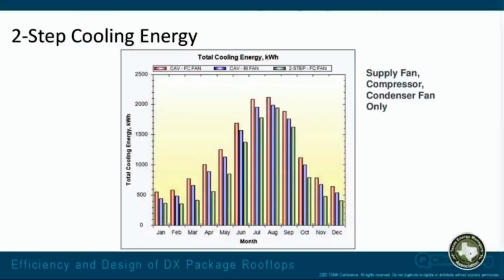But now we can add something else that we really didn't look at with the constant volume system, because the only thing that changed was the fan, therefore it's the only thing that would affect the total energy usage. So we're going to look at the total cooling energy, and this is the supply fan, the compressor, and the condenser fan only. We're not looking at any other parts of the system except the air movement for the cooling. And you can see that in every month we've got lower energy use on the two-step versus either of the constant volume systems, which is what we would expect as we decrease airflow at part load and we decrease compressor capacity at part load. We're going to get better efficiency on the system.